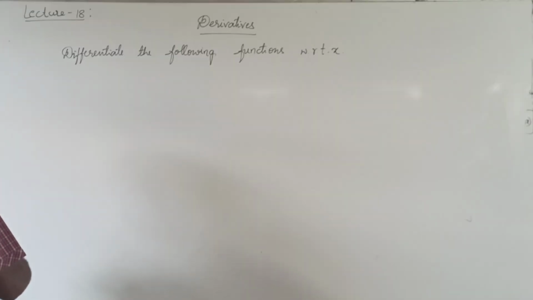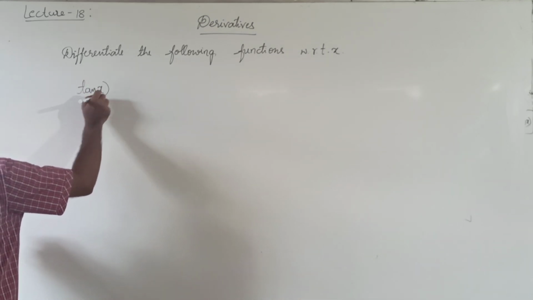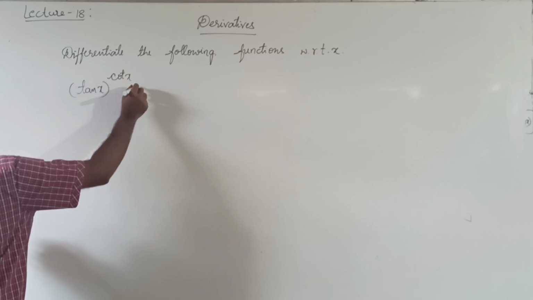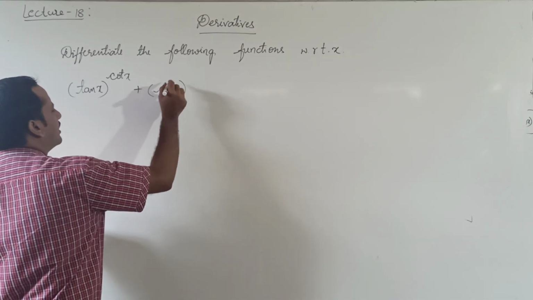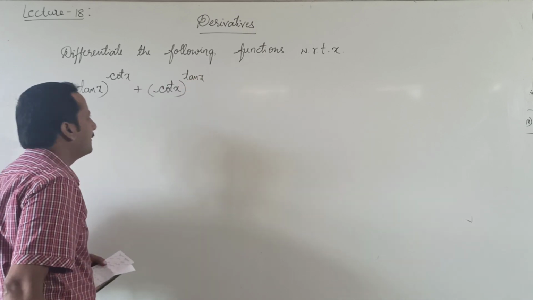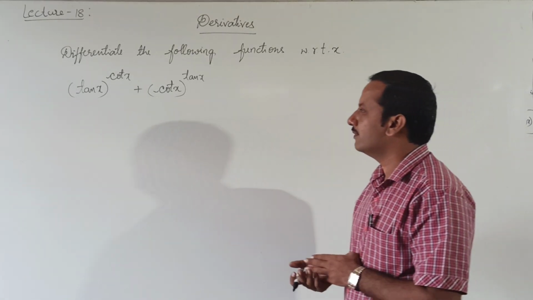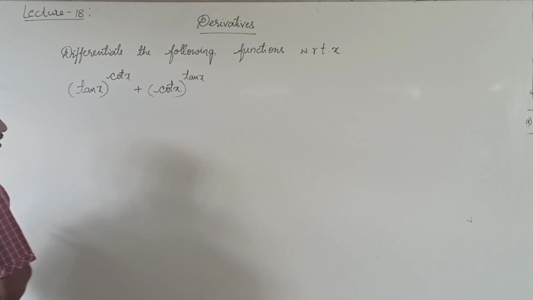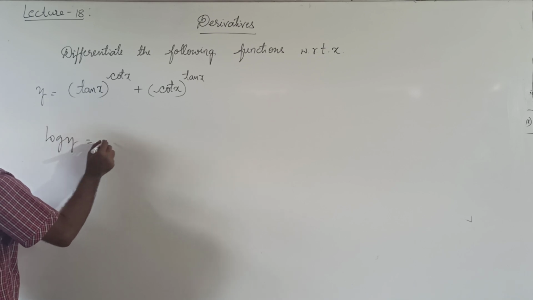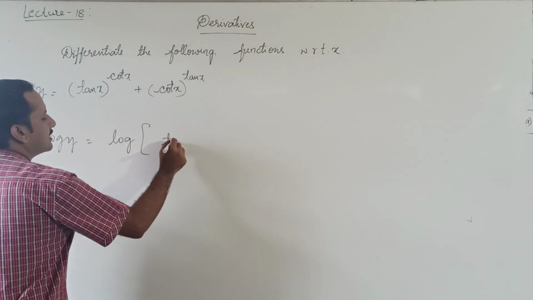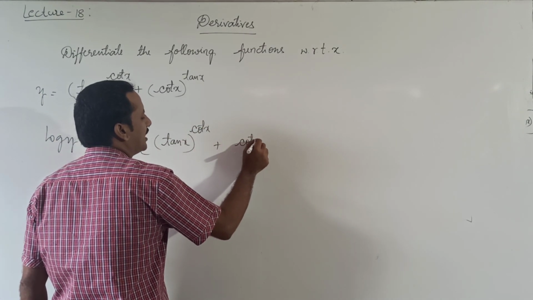Next question. Tan x to the power cot x plus cot x to the power tan x. Here, if I directly take log, let us see what happens. Y is equal to this, then log y is equal to log of tan x to the power cot x plus cot x to the power tan x.